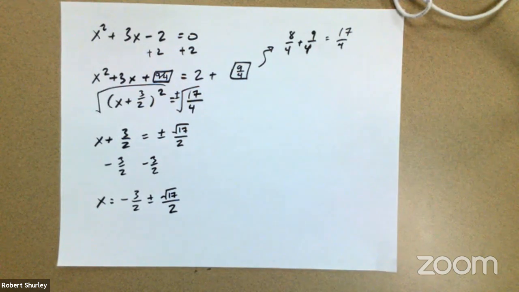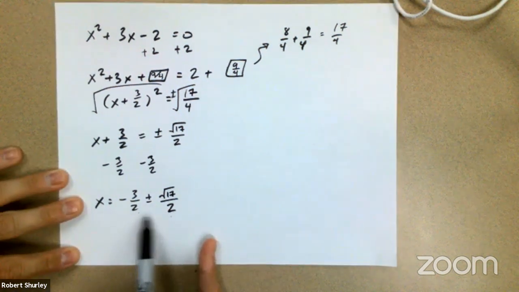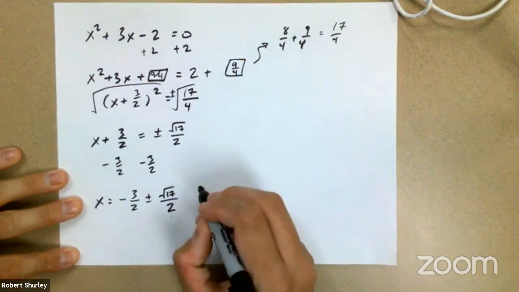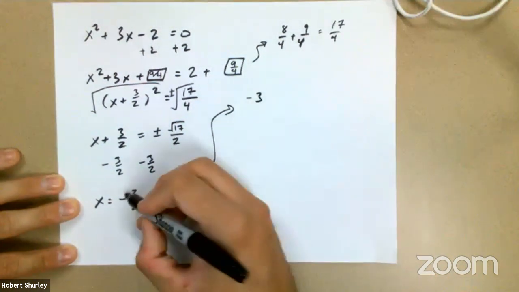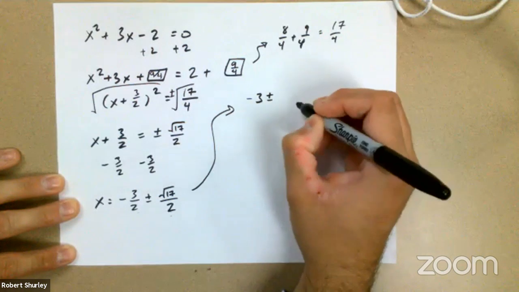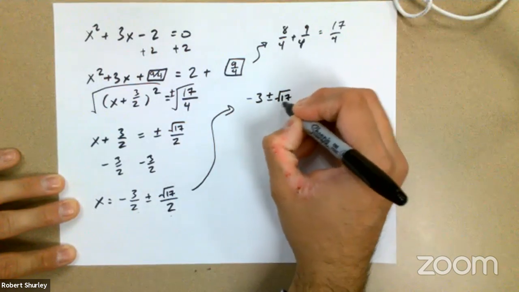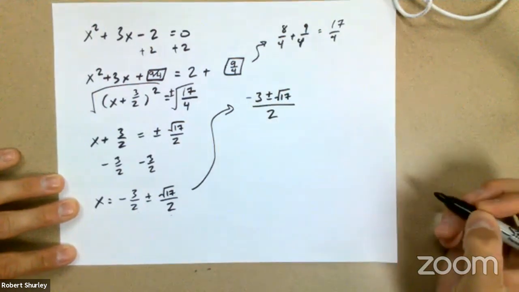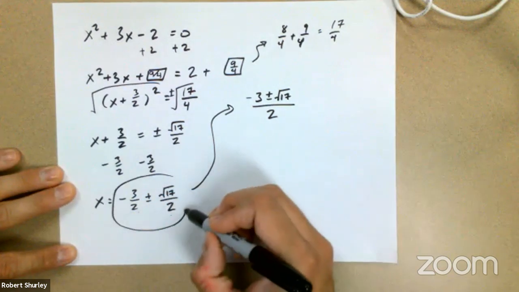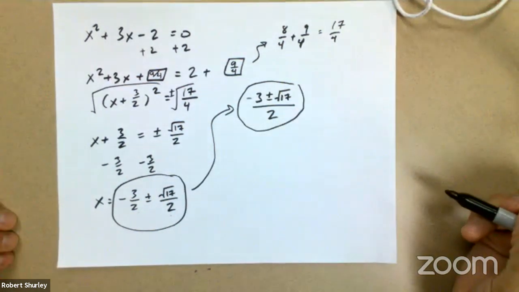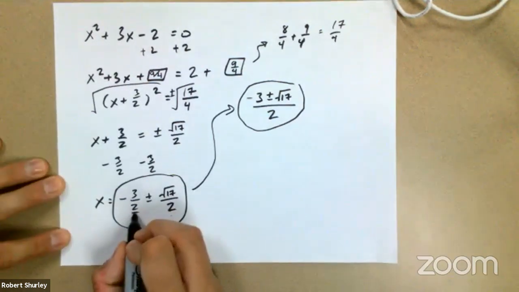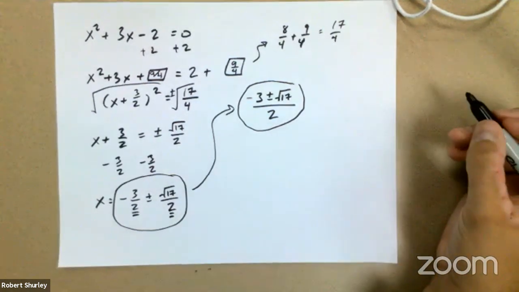Now look, what's kind of neat, and this does happen every time, these denominators will match. So that means you can write them together as 1. So this becomes negative 3 plus or minus the square root of 17 all over 2. Okay, this can be written like that. It combines together because we have the same denominators.